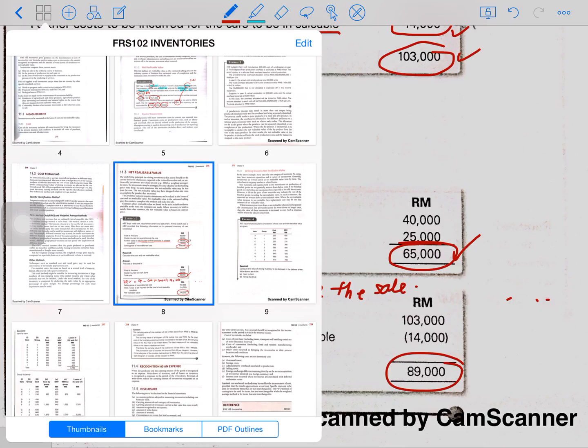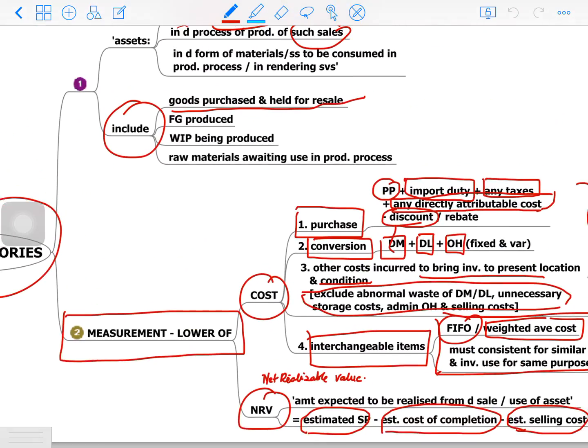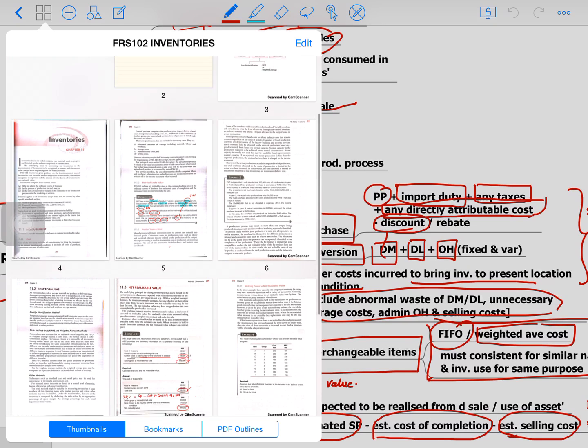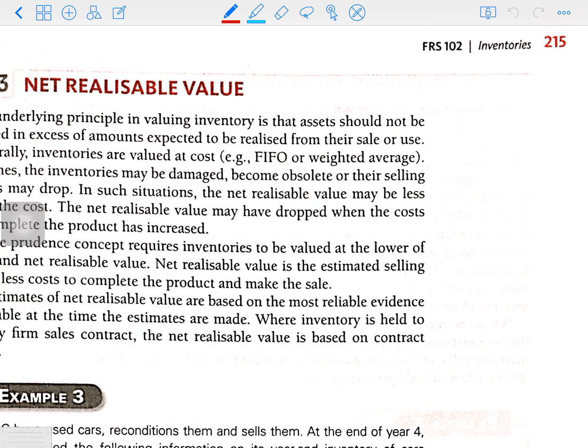Remember NRV here? Net realizable value is estimated selling price minus estimated cost of completion and minus estimated selling cost. Selling cost to make the sale. Estimated cost to complete the sale. So we have here selling price 103. To complete the sale 14,000. 89,000 is the NRV.